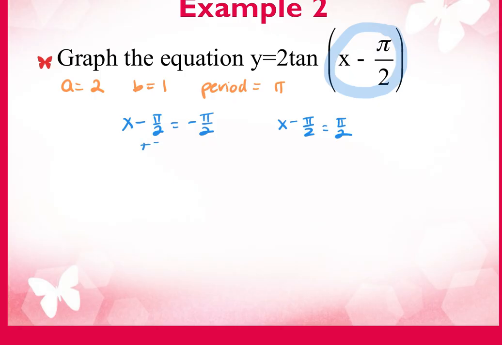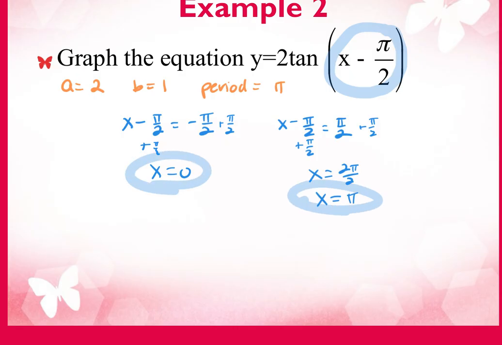I'm going to add pi over 2, and I get x equals 0. I'm going to add pi over 2, and I get x equals 2 pi over 2, which is pi. And those are your middle 2 asymptotes. So I already found 2 asymptotes.